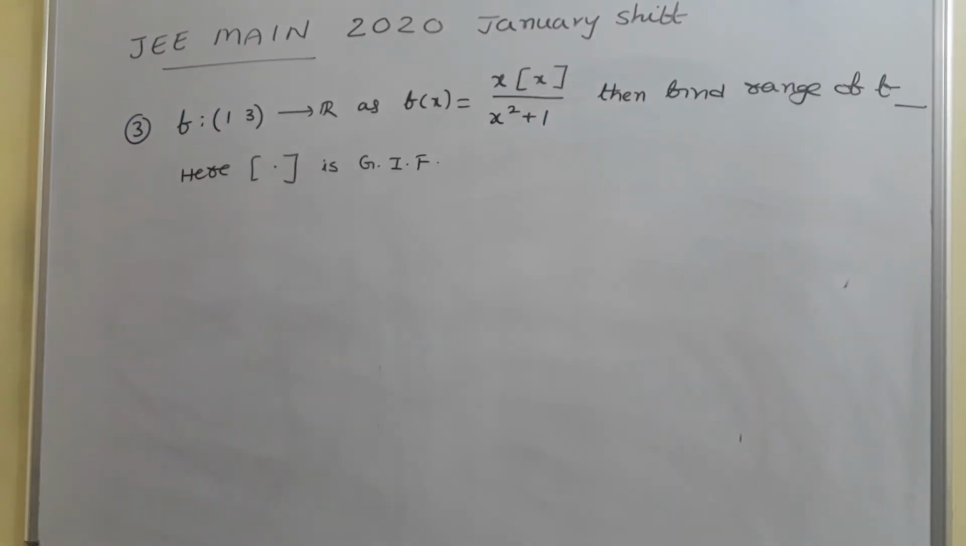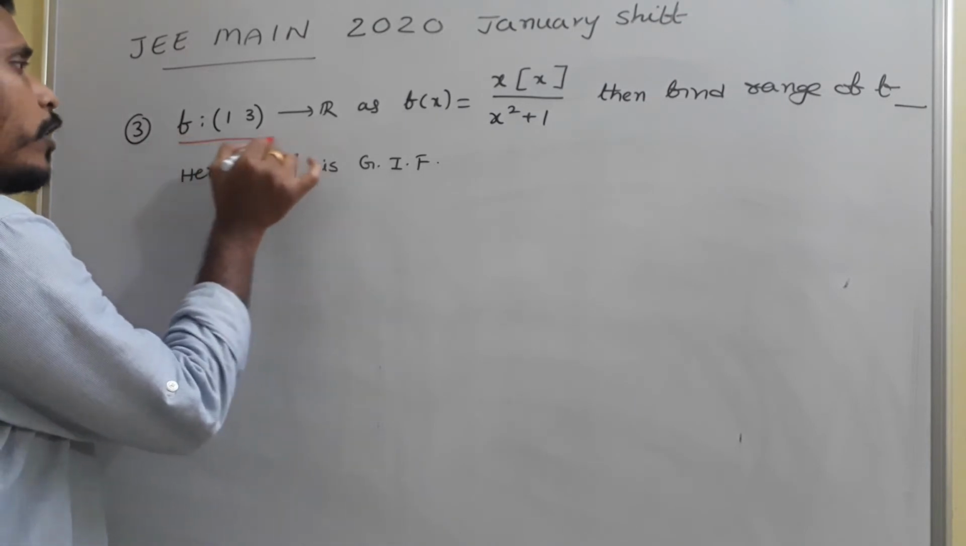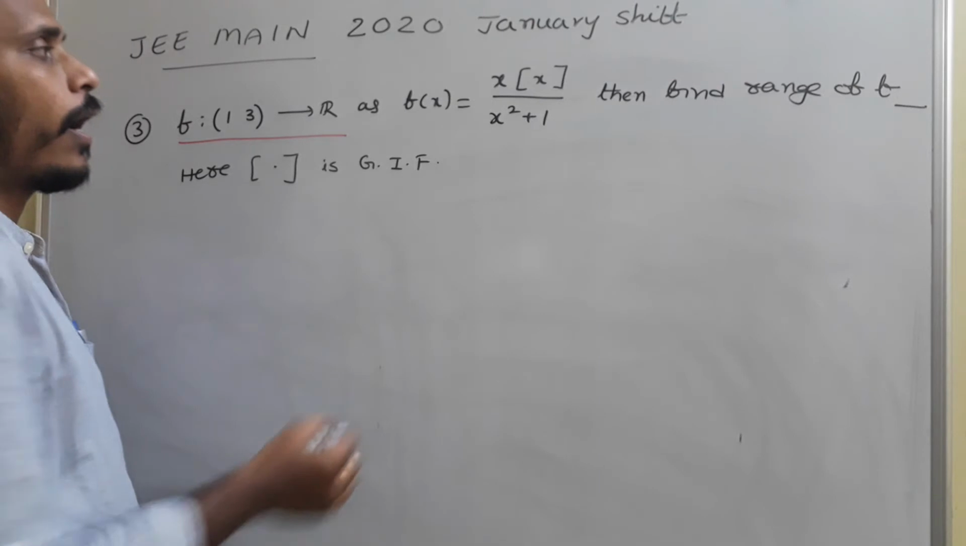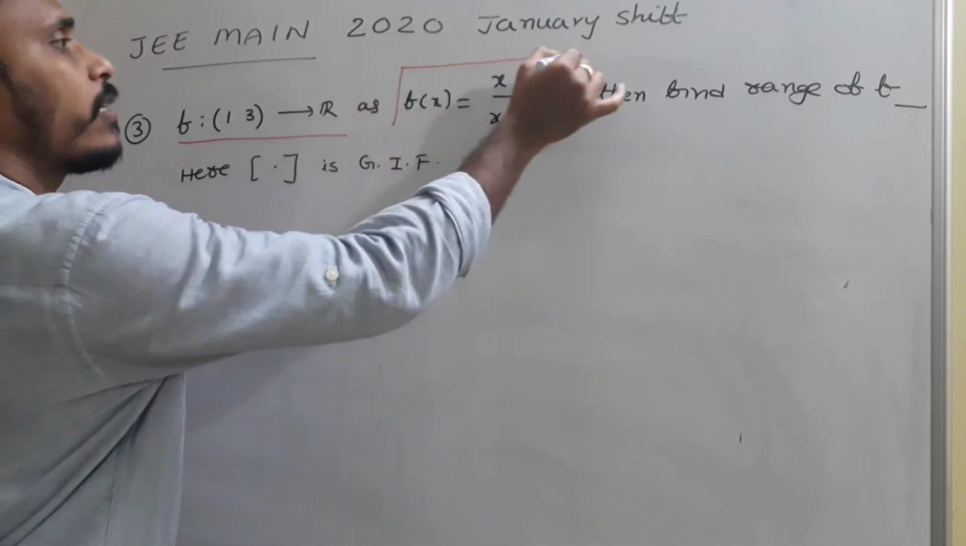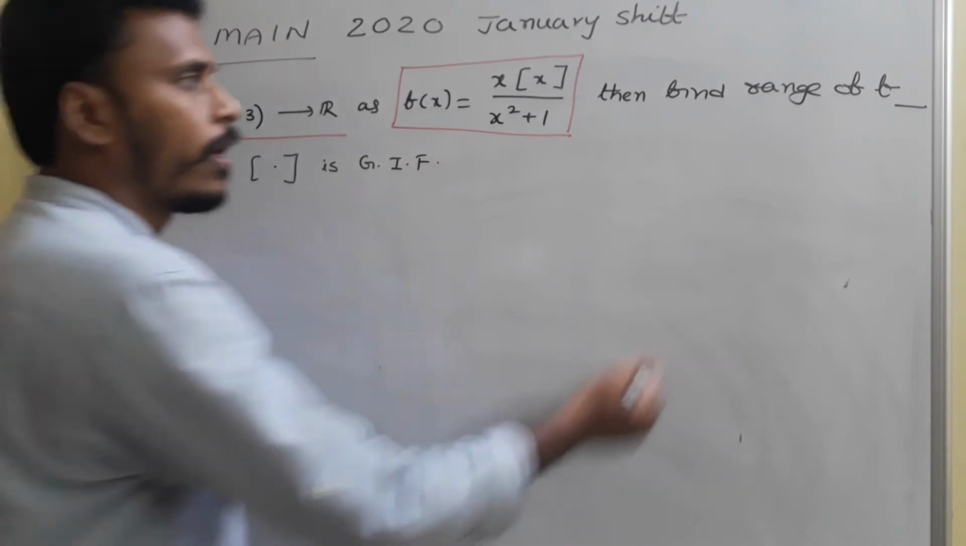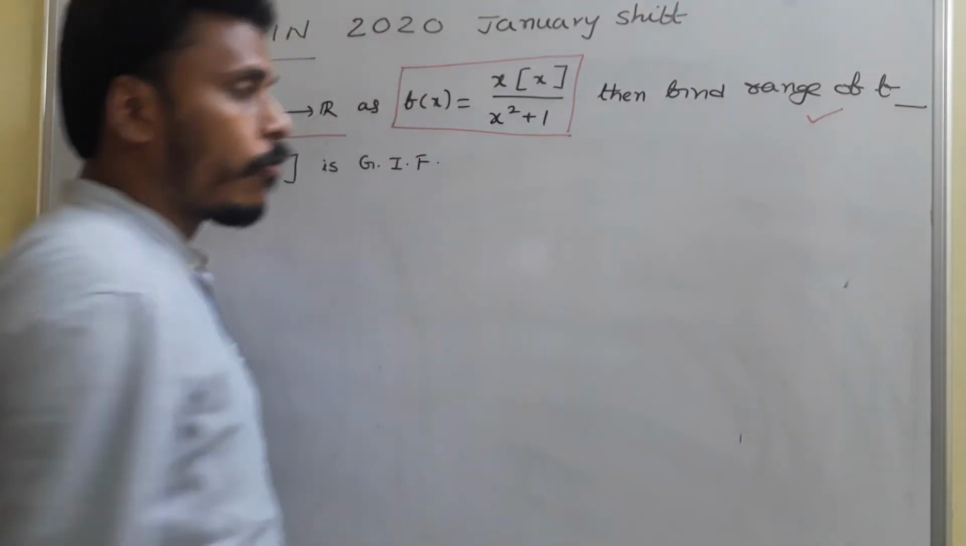So just have a look. The next problem is this. f is a function from the open interval (1, 3) to R. Domain is the open interval (1, 3). And the function is defined like this: f of x is equal to step x by x square plus 1. We need to calculate the range of f.